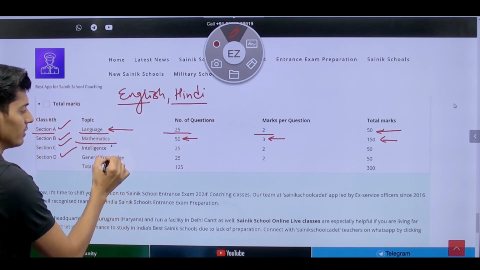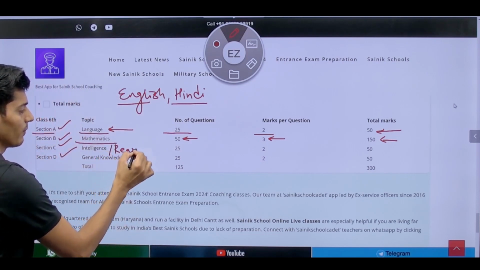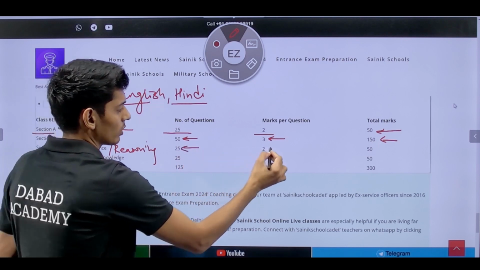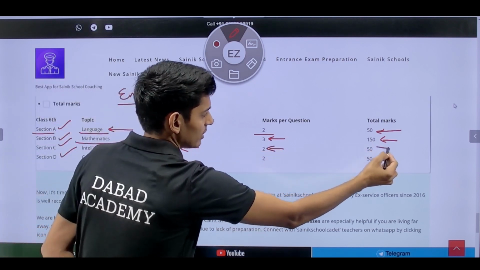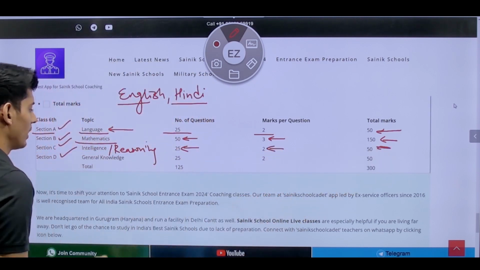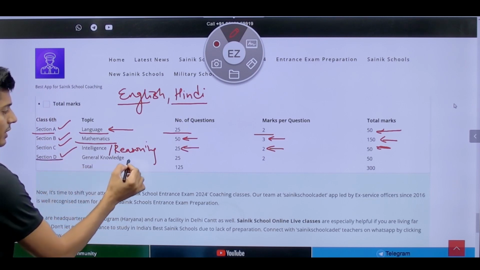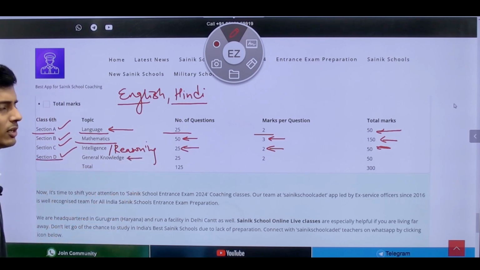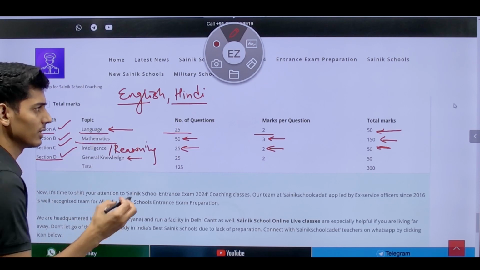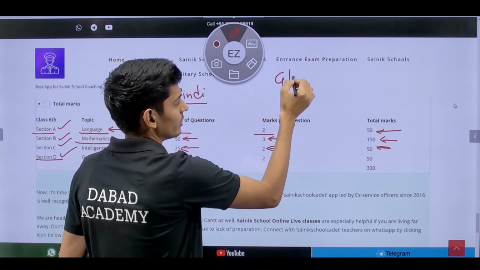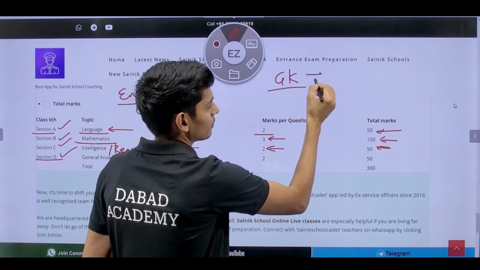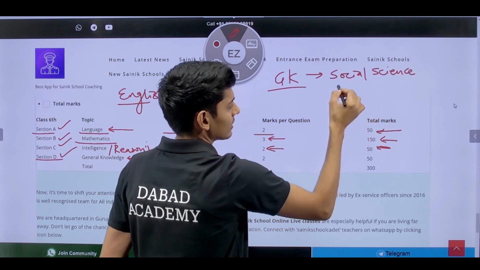In intelligence, which is also another name for reasoning, we have 25 questions worth 2 marks each. Again the total marks is 50. And the fourth portion, which is section D, represents general knowledge. General knowledge, in shortcut we write GK, is composed of two subjects: social science and general science.